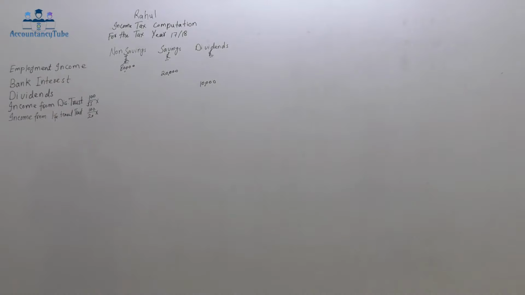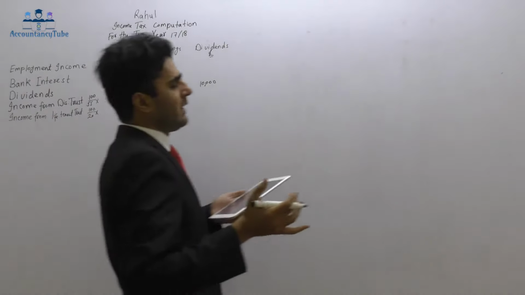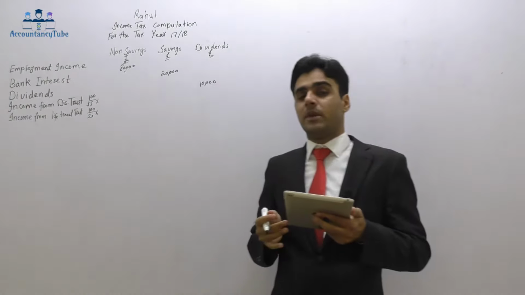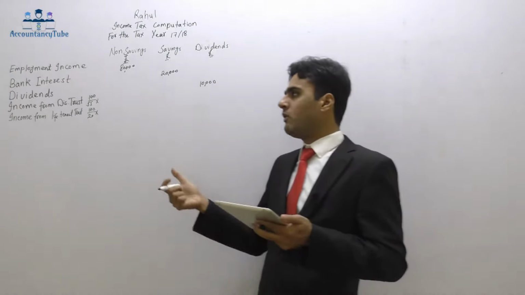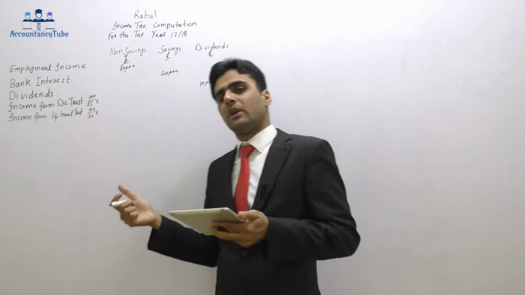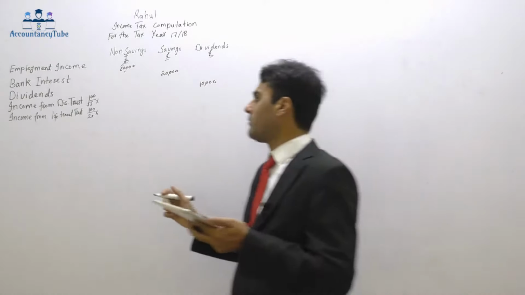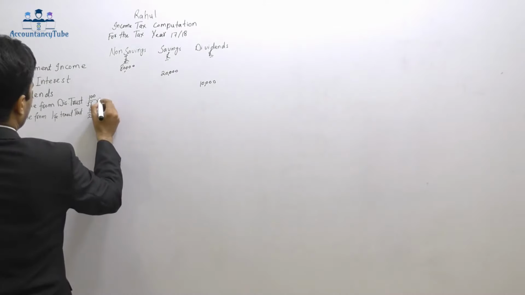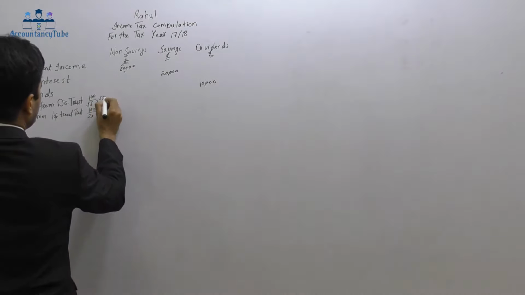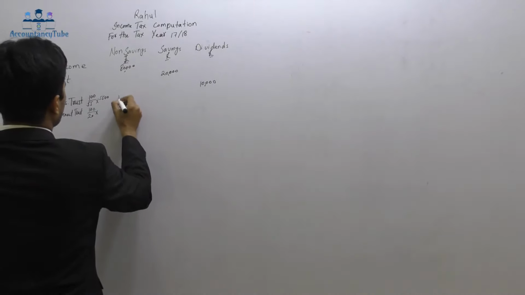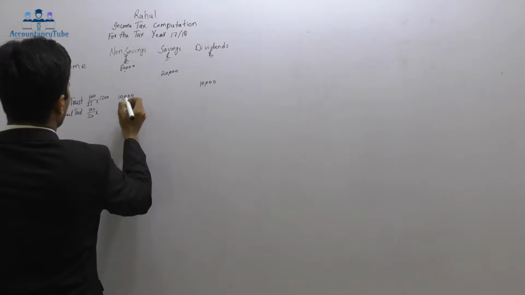Income from discretionary trust. We know that whenever we receive the income from discretionary trust, 45% of the tax has already been deducted. So in order to gross it up, we will multiply by 100 divided by 55. So how much is the income from discretionary trust? It is £5,500. So multiplied by 100 divided by 55. So if we do this calculation, it will come to £10,000. Alright, so that is our income from discretionary trust.